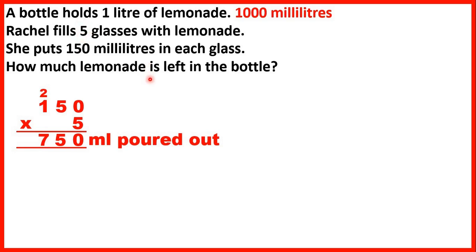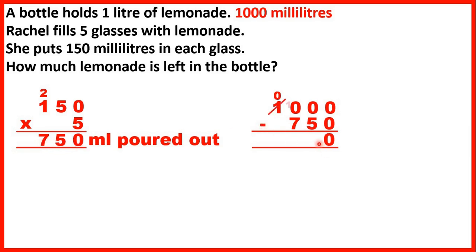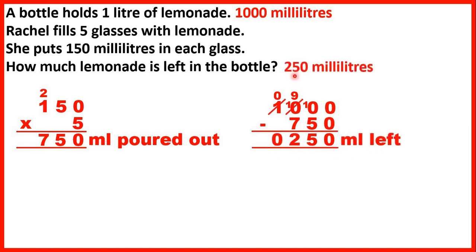Now we want to know how much lemonade is left. So she started with 1000 millilitres and poured out 750. So we can subtract to see what's left. And doing that gives us 250. So there are 250 millilitres of lemonade left in the bottle.